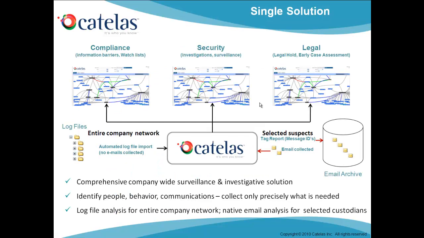Catelas is a single solution that can serve the needs of compliance, legal, and security. Email log files are processed to uncover the entire company network. By simply typing in an employee's email address or the domain of a competitor, the entire network is displayed. The identification and early case assessment process can be conducted fast and without the delay and disruption caused by collecting email. When something is discovered, the selected emails are tagged and retrieved from the archive for more in-depth review.